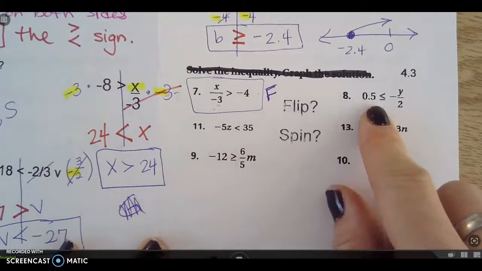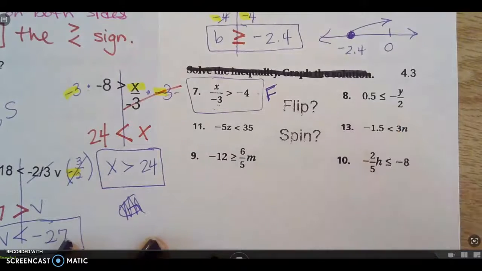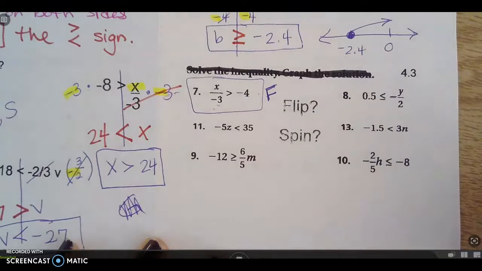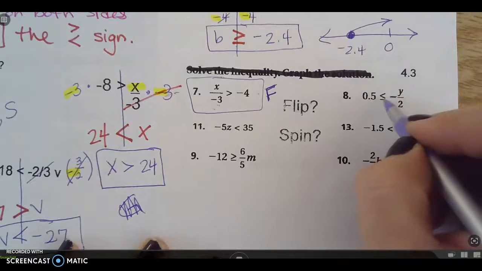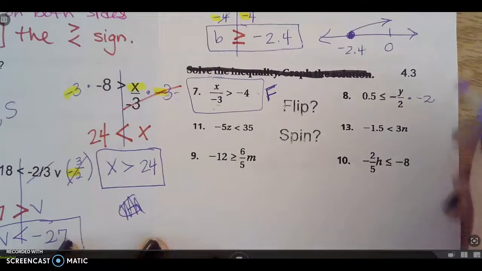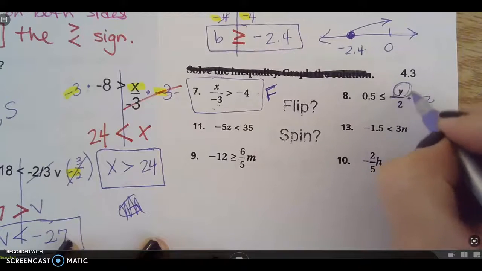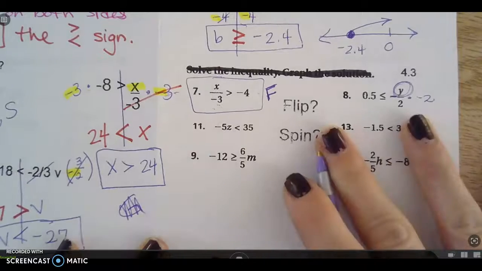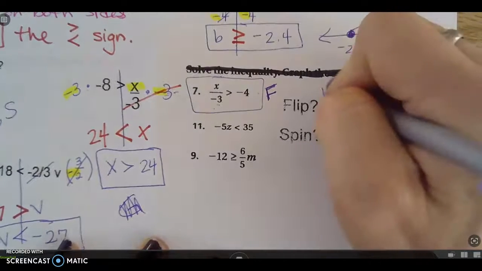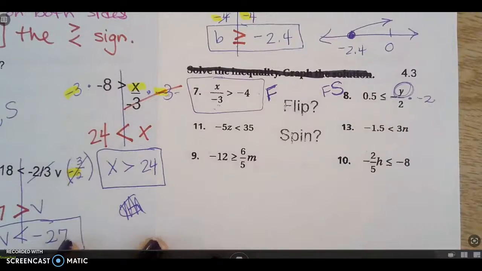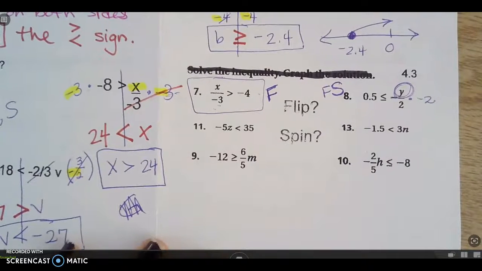Okay, let's look at number 8. Well, in number 8, I have a negative that I've got to cancel out, so that's going to mean I got to flip, right? I have to flip the way the sign is going because I'm going to have to multiply by negative 2 on both sides. I also notice that my variable's here in the back on the right. So when I'm done, I'm also going to have to spin my answer around. So this one is a flip and a spin. It's a flip for the negative, and then it's a spin back around to get the variable in front.